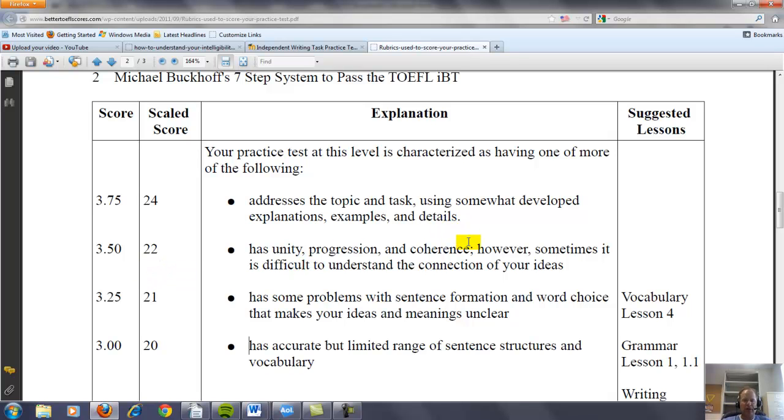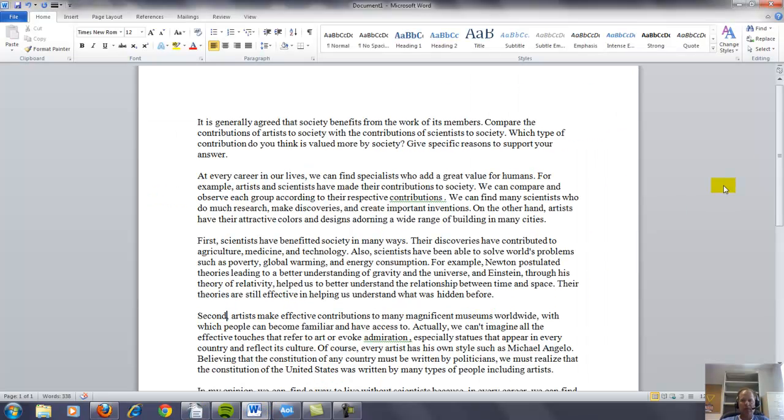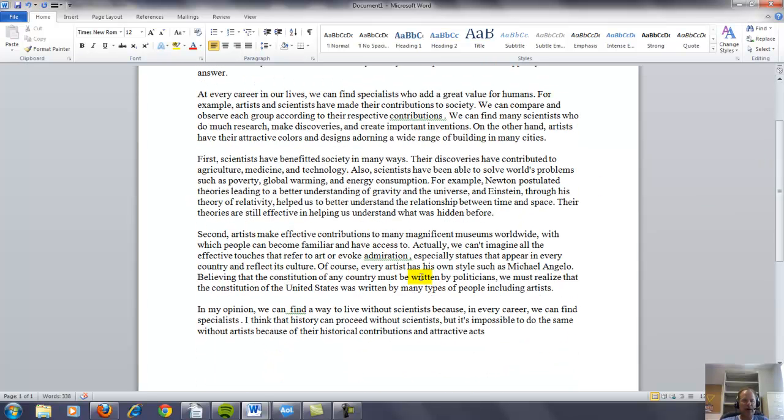Your essay is organized. So I'm not saying this. I can understand what you're actually saying here. So, but it only has to have one or more of the following problems, right? So you could probably develop ideas a little bit more. Maybe if you go to the very last paragraph, let's take a look at it. We can find a way to live without scientists. I think the history can proceed without scientists, but it is impossible to do the same without artists because of their historical contributions and attractive acts. Now I guess it's okay.